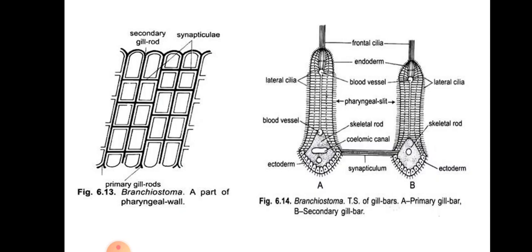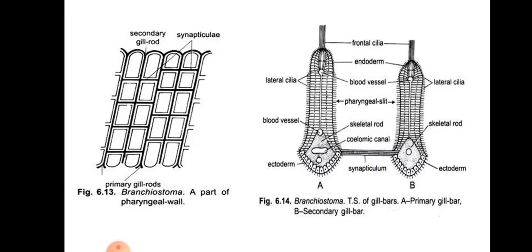Now here in this diagram you can make out that the pharyngeal gill bars are of two types, primary and secondary, and both of these regularly alternate with each other, and they also differ in their structure and mode of development. Now what are the differences? How do you differentiate between a primary gill bar and a secondary gill bar? The skeletal rod of a primary gill bar is called a primary gill rod. Its lower free end is forked and it encloses a blood vessel and a coelomic canal throughout its length.